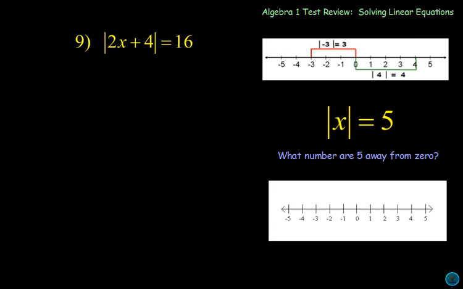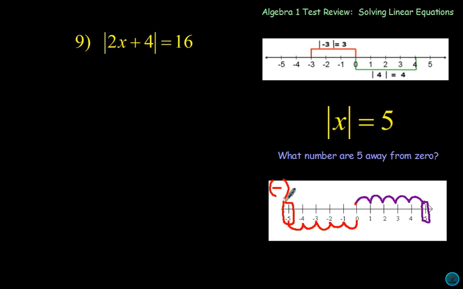Okay. Now, what if we look at something a little bit different? What if there's an x on the inside? Well, what that says is, what numbers are 5 away from 0? If you're at 0 and you walk out 5 to the right, 1, 2, 3, 4, 5, you'd be at 5. What if you walked out 5 to the left? 1, 2, 3, 4, 5. So what two numbers are 5 away from 0? Well, 5 and -5.